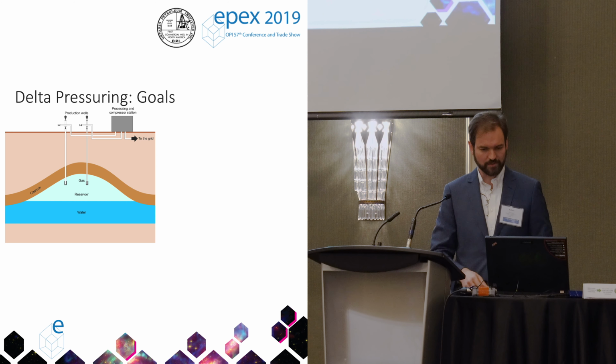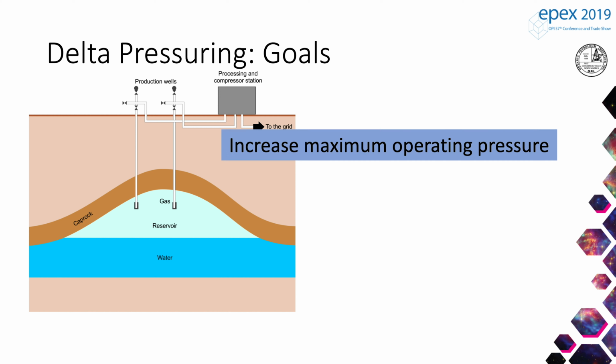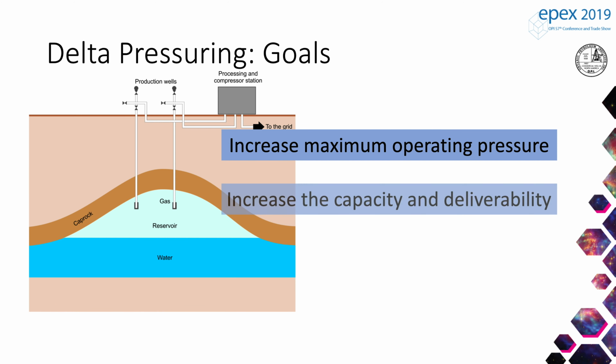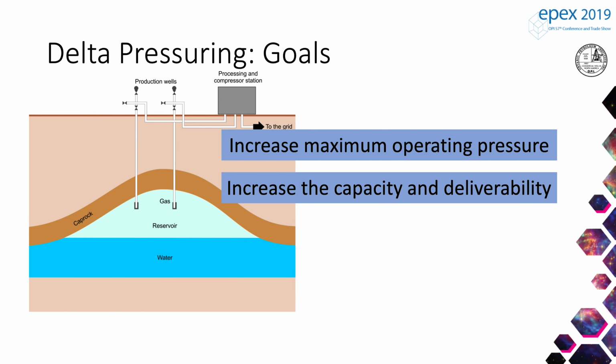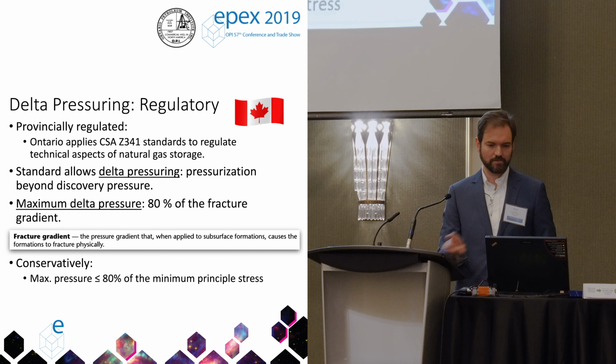So, delta pressuring, very, very quickly. This is our first example. The operators wish to increase maximum operating pressure. They want to do this to increase the capacity and deliverability, potentially, subject to limitations in surface infrastructure. And our role here was to assess the safety and regulatory compliance of increasing the maximum operating pressure. Very quickly over the regulations.